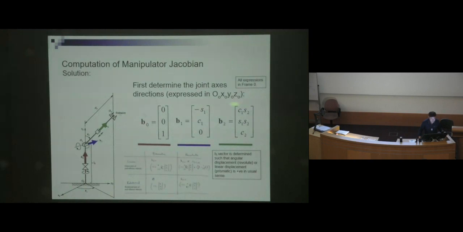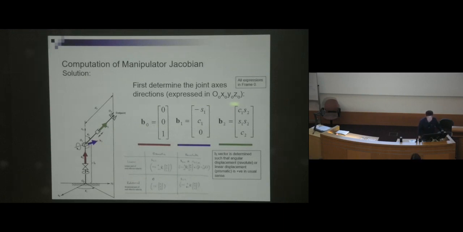So when you determine your Jacobian matrix, all expressions will be expressed in frame 0. Your B0 will be the last column of your 0, i minus 1 rotation matrix. So from the matrix itself, you will be able to determine that this B0 is equal to 0, 0, 1.